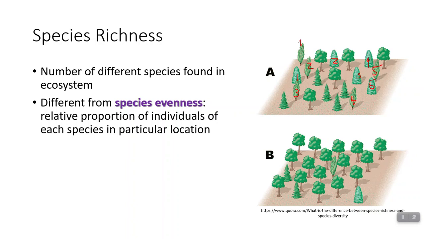Let's look at community B though. Community B is mostly this species. It's got the same species richness because we have the same 4 different types of trees. Wait, I lost one. There it is. But notice that for 3 of those tree species, we only have 1 example of each living there. Most of them are this other kind of bushy looking tree.